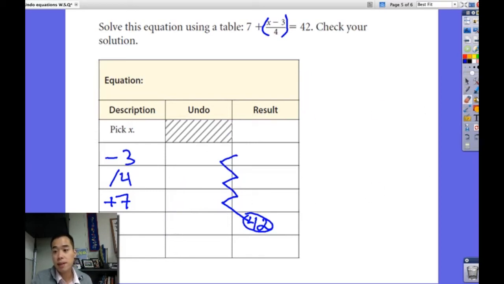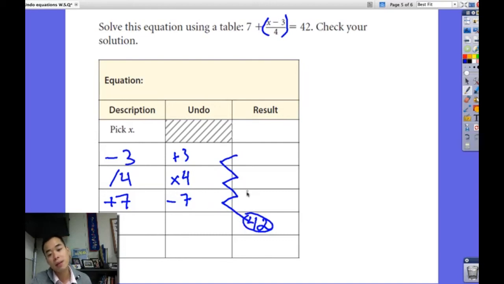Before we do the zigzag, we need to go in there and undo each of the operators. So minus 7, multiplied by 4, plus 3. Quickly look on the screen. The opposite of plus 7 or increasing by 7 is going to be subtracting 7. The opposite of dividing by 4 is going to be multiplying by 4. The opposite of negative 3 is increasing by positive 3. And now we can go zigzag.